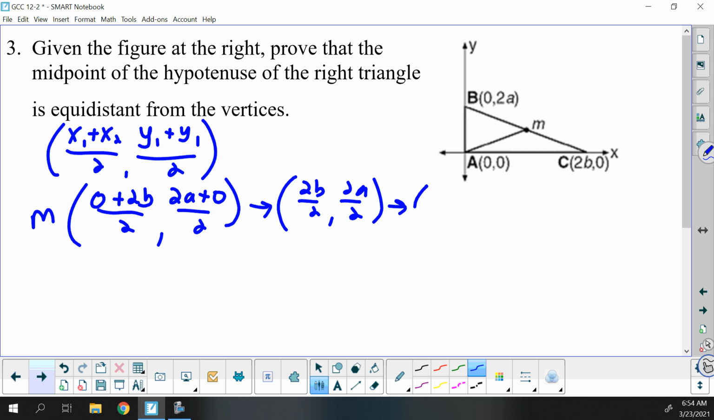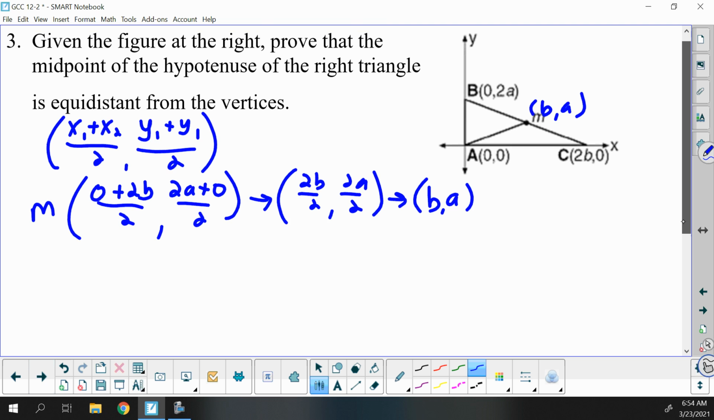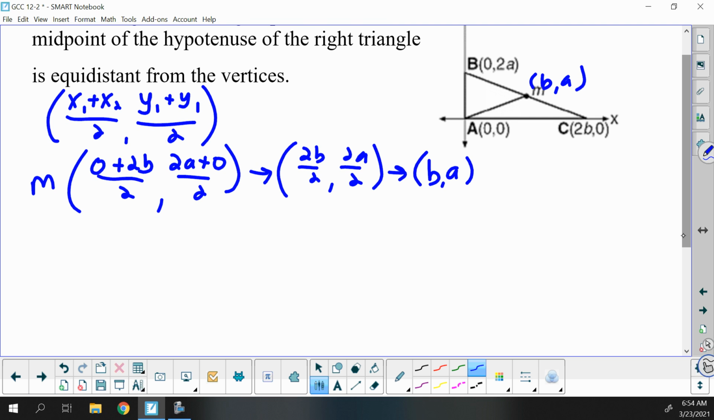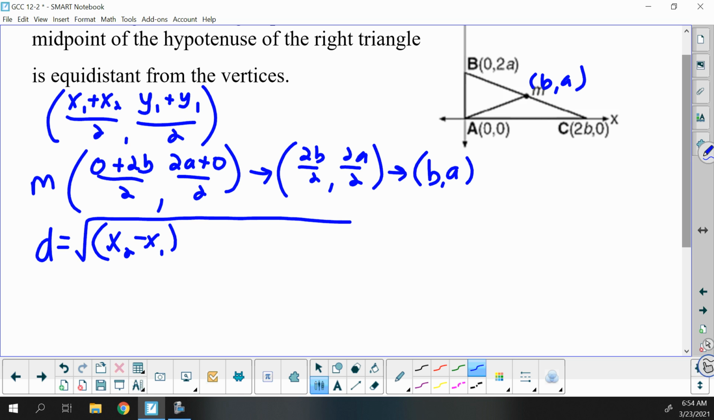If you divide those both by 2, you just get b comma a. So M's coordinates are (b, a), and now we want to show that M is equidistant from all three of those vertices. Equidistant means the same distance, so we're going to have to do the distance formula. So we'll write out our distance formula now. Under the square root, we'll have x2 minus x1 all squared, plus y2 minus y1 all squared.